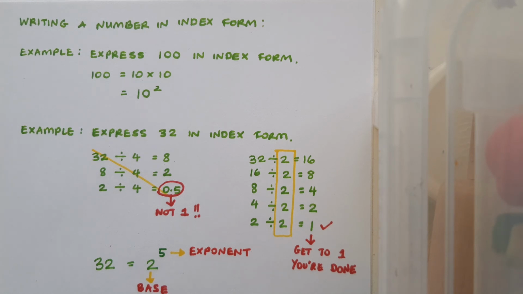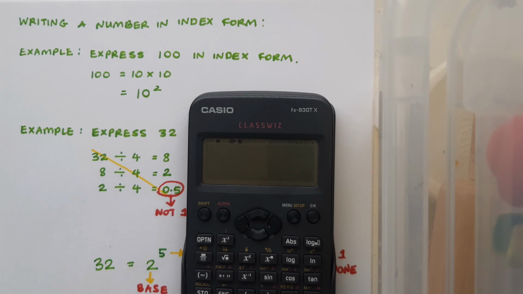So maybe I'm doubting myself a little bit and I want to be absolutely sure that I'm correct. Well, an easy way to do it is to take your number in index form and just type it into your calculator and see does it bring you back to the number that you started with. So in this case, I'll type in 2, use my power button, 5. When I press equals, I can see the result is 32. And that's what I expected if I was correct. So 2 to the power of 5 must be 32 in index form.